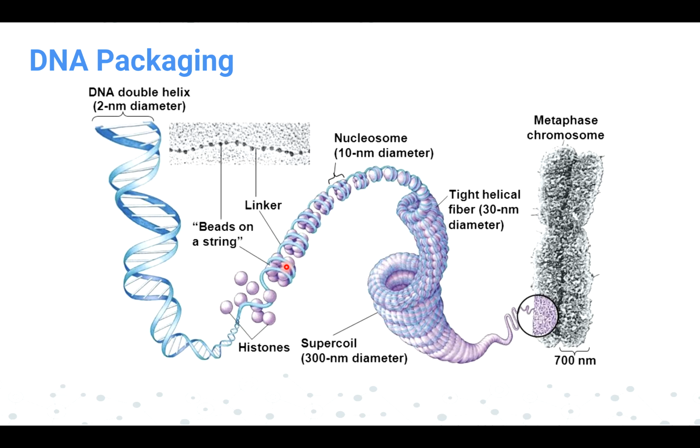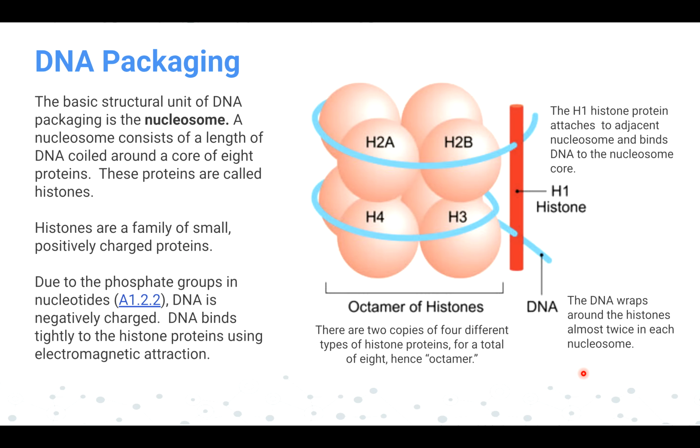Between two nucleosomes, there is a linker DNA, right? Nucleosomes have a 10 nanometer diameter, and this is how they are packed, and they make a 700 nanometer supercoiling. Wow. And how does the pack look?